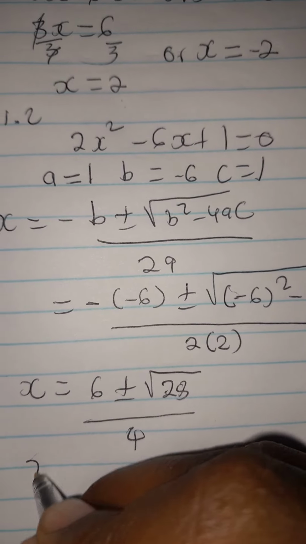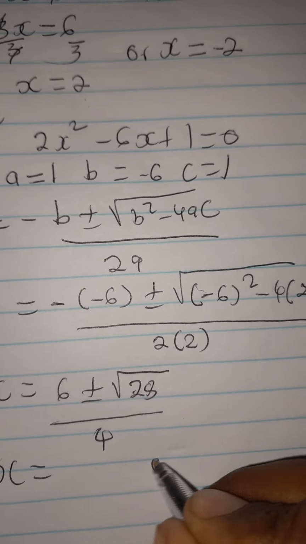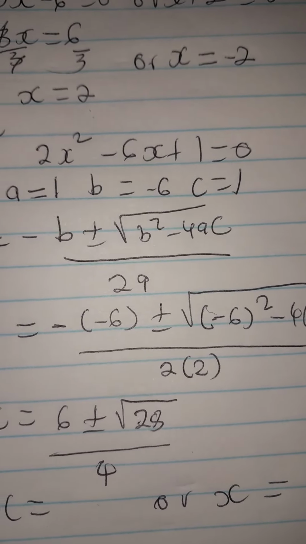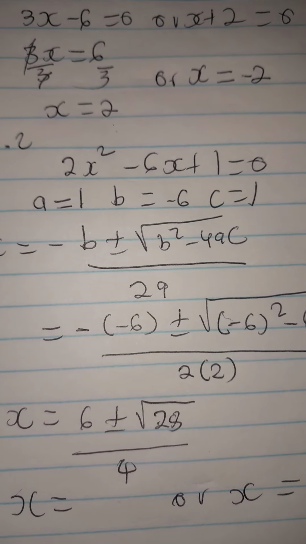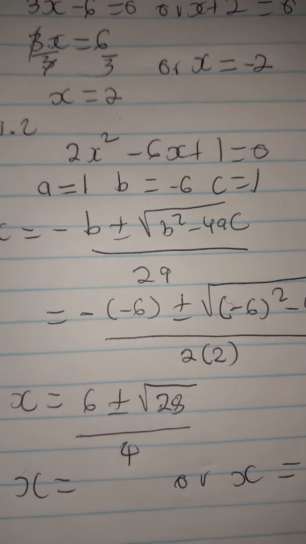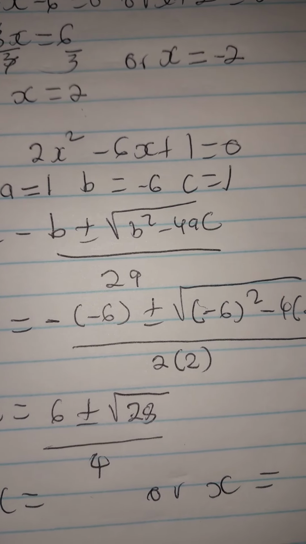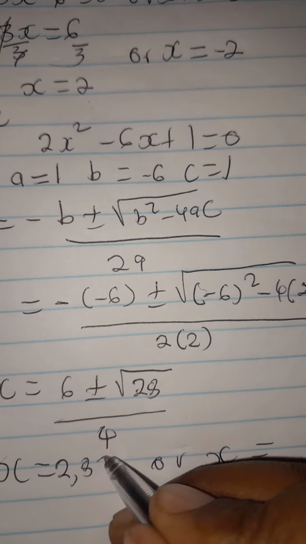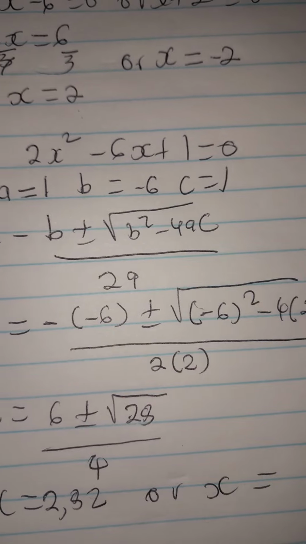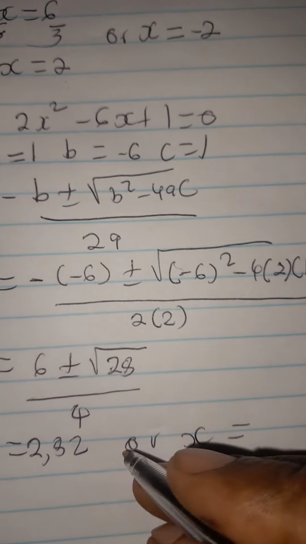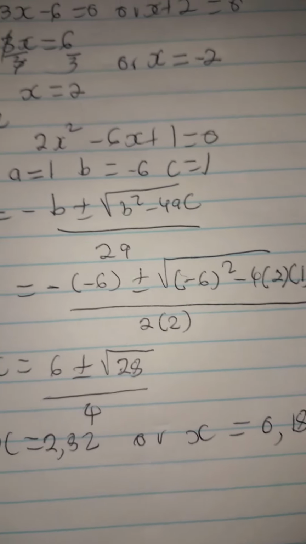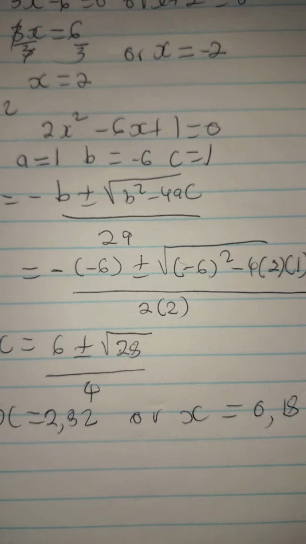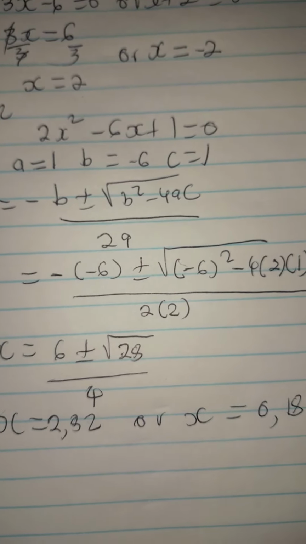They said we need to leave our answer to 2 decimal places. We are going to have 2 solutions. So (6 + √28) divided by 4, correct to 2 decimal places, will be 2,82. Then when we subtract, we are going to have 0,18. Just be very careful when you substitute. Those are the values when you are working with 1.1.2.